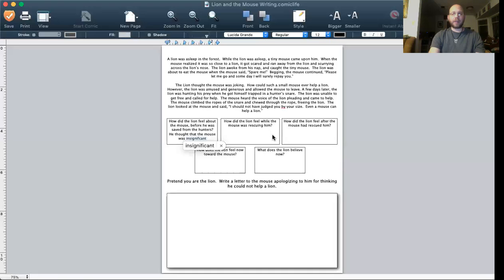How did the lion feel while the mouse was rescuing him? Well, we can think back and we can use our inference skills because it doesn't directly tell us how he's feeling. However, as he's looking at this mouse, he's got to be thinking to himself that probably this mouse isn't going to be able to help him. How can a small mouse do something that the lion can't? The lion wasn't able to get out of the snare, so how's this mouse going to help? So how did the lion feel while the mouse was rescuing him? He probably did not think that the mouse was going to be successful.